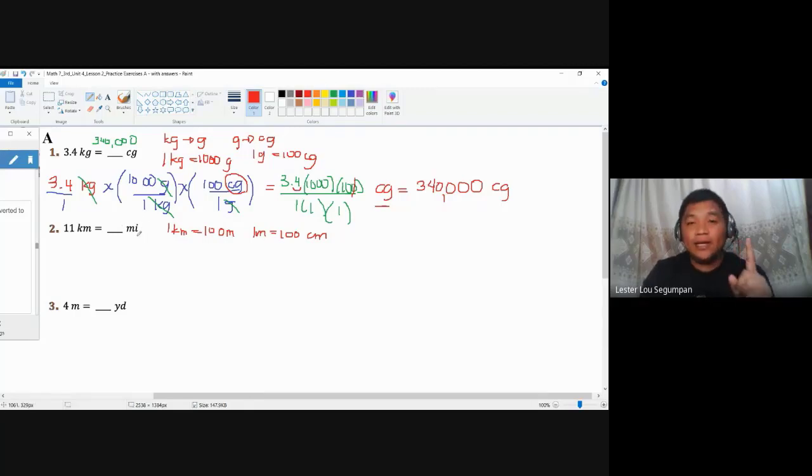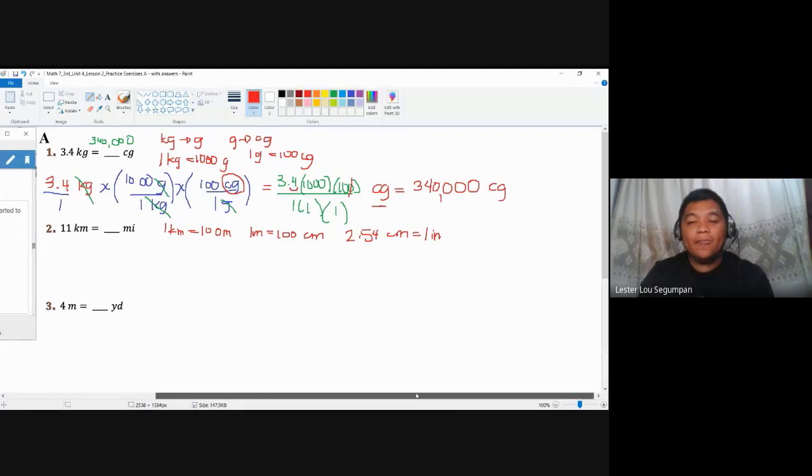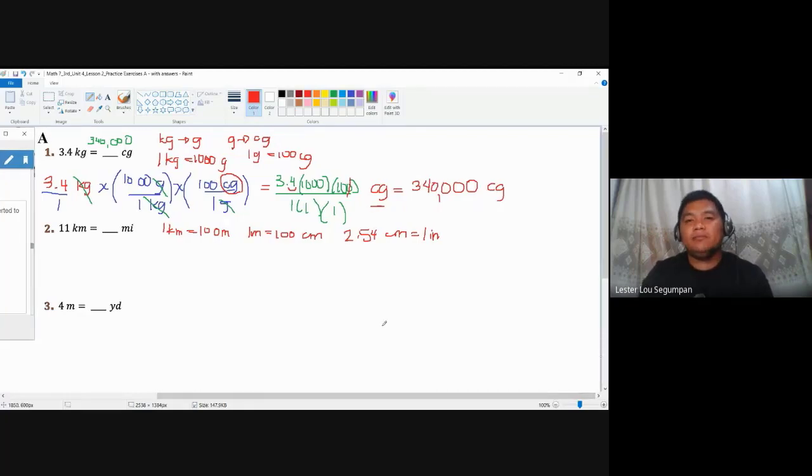And aside from what I said earlier about the conversion factor of kilometers to miles, the simplest connection between the measurement of length for English and metric system is between centimeters to inches, because 2.54 centimeters is equal to 1 inch. Again, I'm using here the longer method just to show that we could actually solve this even without using the direct conversion factor of kilometers to miles.